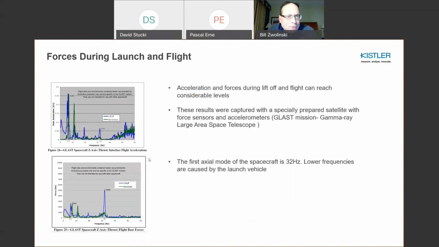This is just an example of some actual test data from the GLASS mission, which shows actual accelerations measured and forces measured. Sorry, this is in pounds. It didn't convert that over to newtons, but the conversion ratio is just to multiply everything by about 4.5, and you'll get the number of newtons involved. You can definitely appreciate that the amount of force and vibration during launch and flight can be quite substantial, and certainly needs to be factored into the test of the test article.